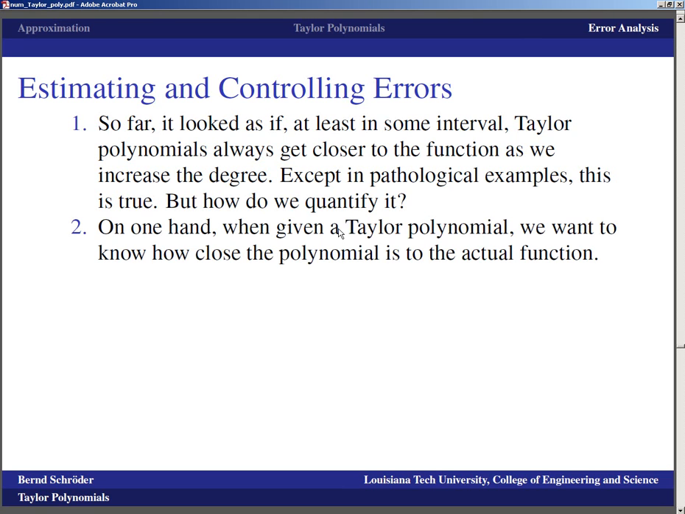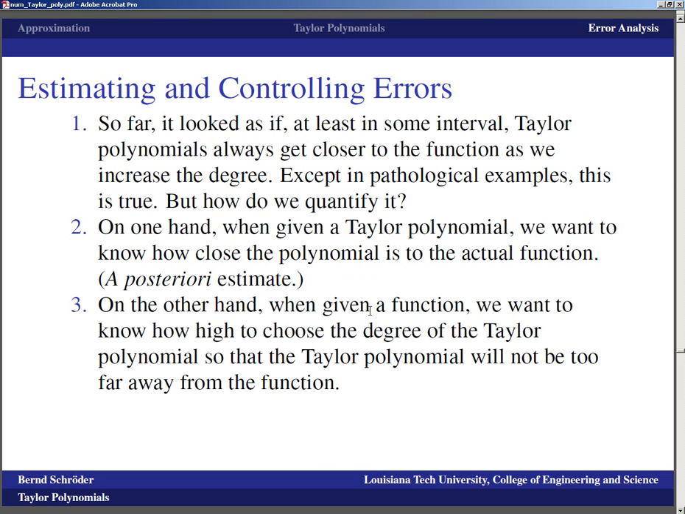So how do we quantify this error? Well, on one hand, when you are given the Taylor polynomial, like that fourth Taylor polynomial we worked out in the first example, we may want to know how close that polynomial is to the actual function in a certain interval, and that is what is called an a posteriori estimate, an after-the-fact estimate. If you can't change the order of your approximation, all you can do is figure out how good the approximation is.